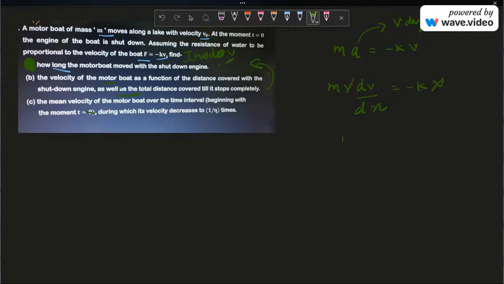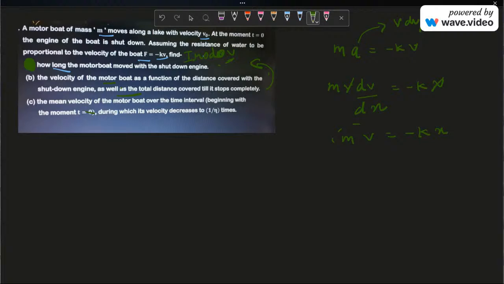Now m into v is equal to minus kx. So momentum is equal to minus kx. Is it true to say so? Yeah, the derivative of this function will give us the net force. So mv is equal to minus kx is the final answer.